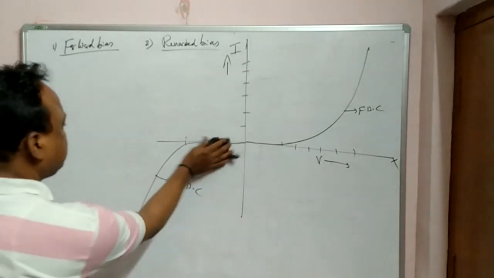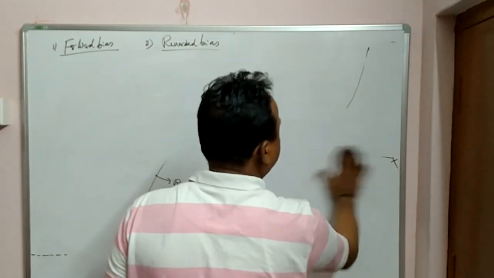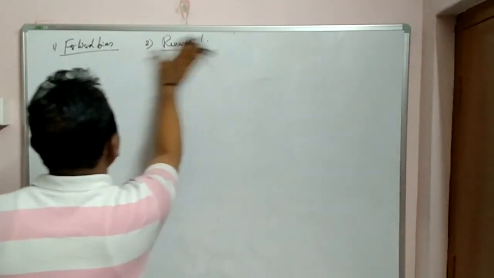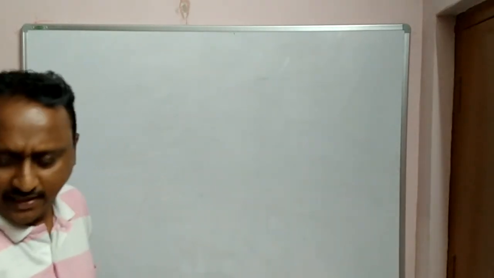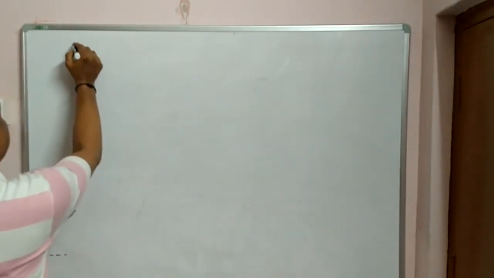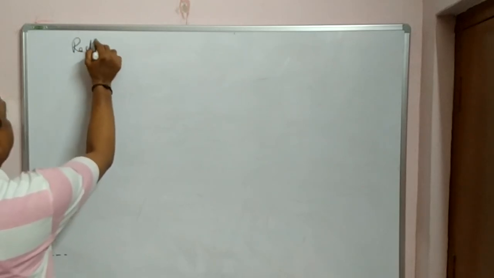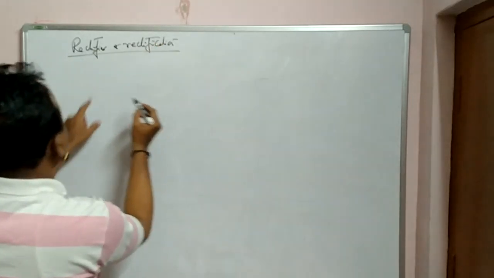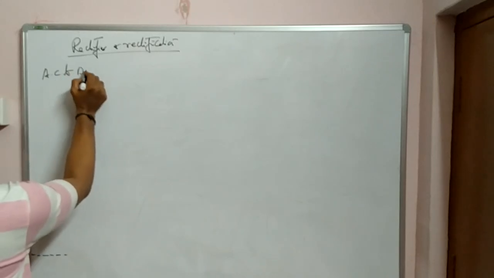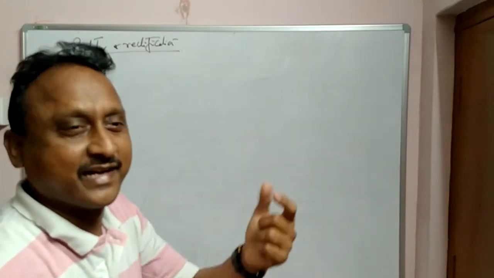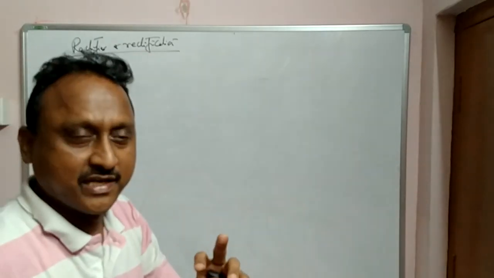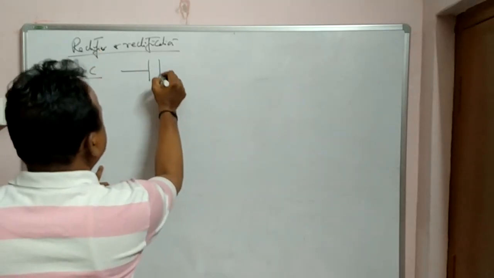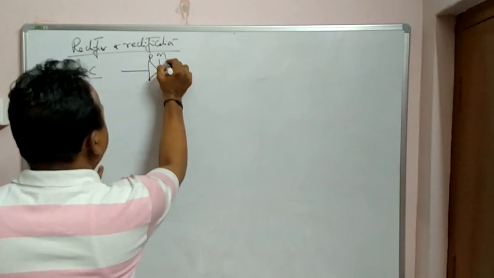Now let us go to the next one after the graph, that is PN junction diodes are used as rectifiers. Okay, that is our next subject. PN junction diodes can be used as rectifiers. What is a rectifier, or what is rectification? Rectification means converting AC to DC, converting alternating current into direct current. That process is called rectification, and the device which makes that process happen is called a rectifier. So these PN junction diodes are used as rectifiers.